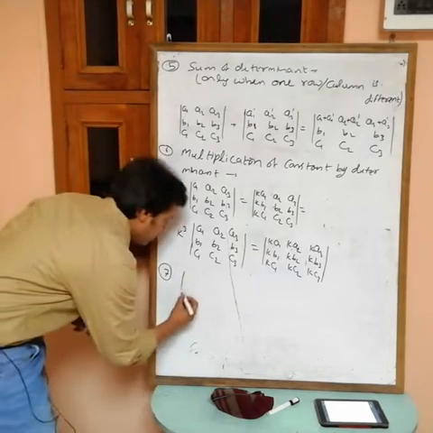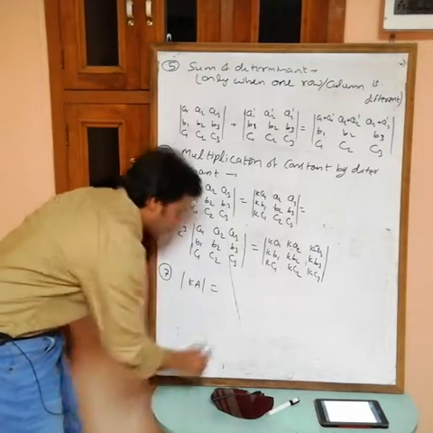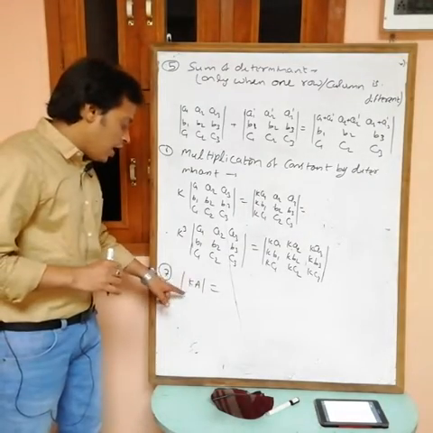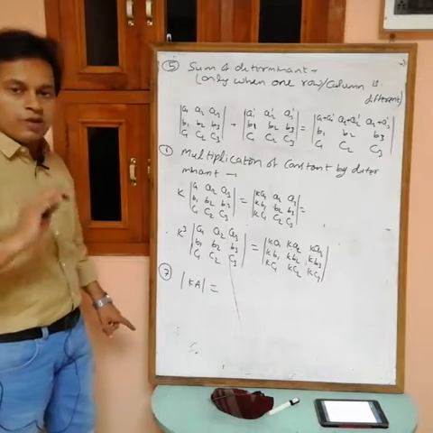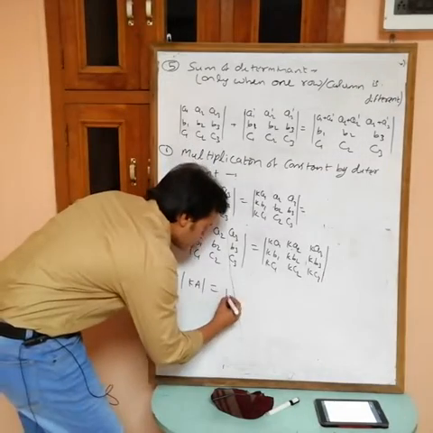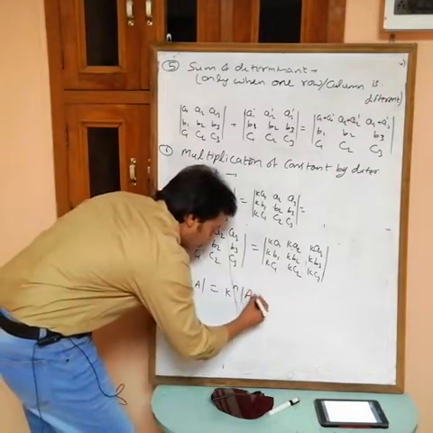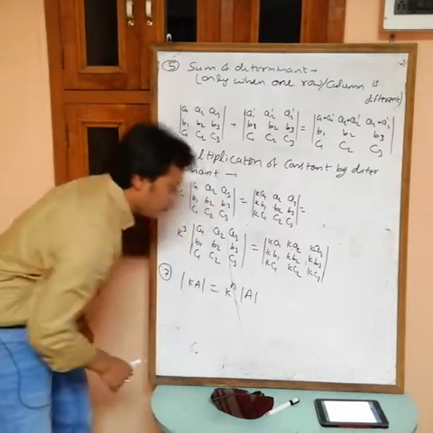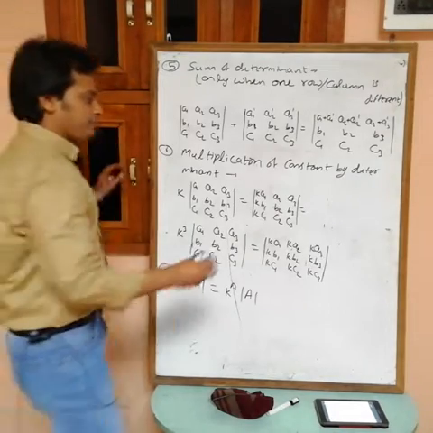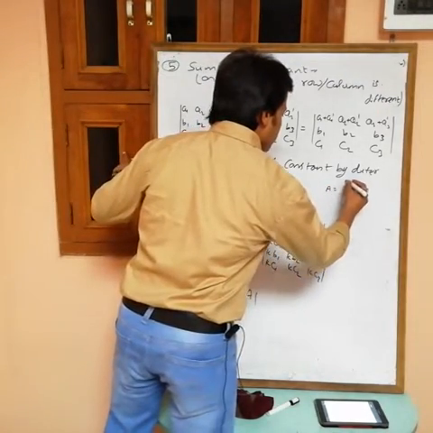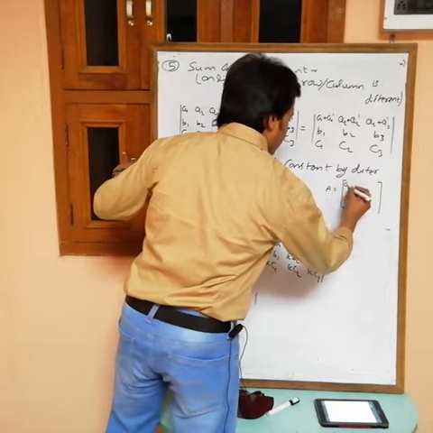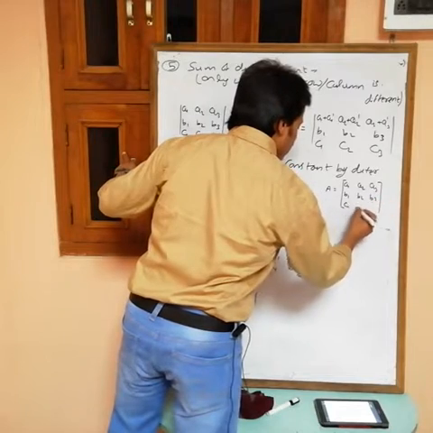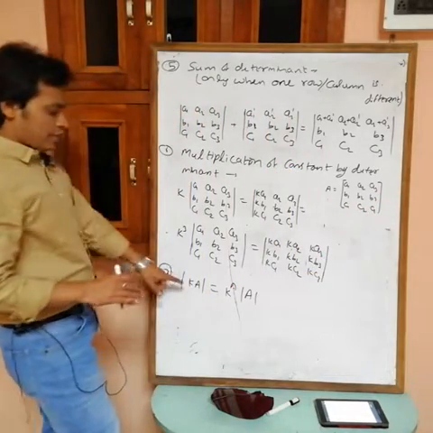Now suppose you want the determinant of k into A, where A is a matrix. The determinant of k into A, where A is any square matrix of order n, is equal to k power n into determinant of A. Now how? See, simple. Suppose A is a 3 by 3 matrix, a1, a2, a3, b1, b2, b3 and c1, c2, c3. Now I want to prove this.